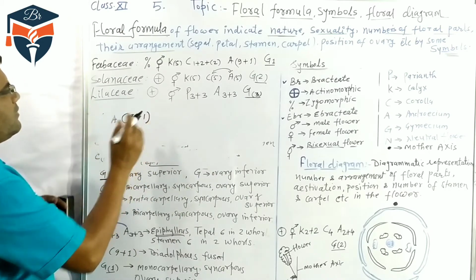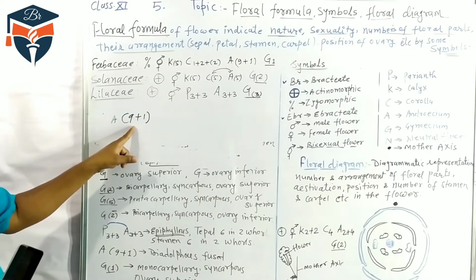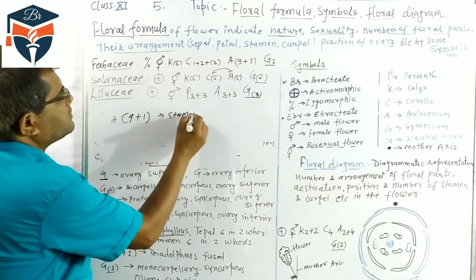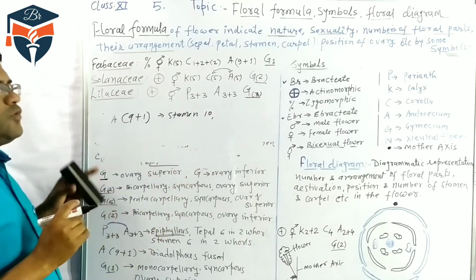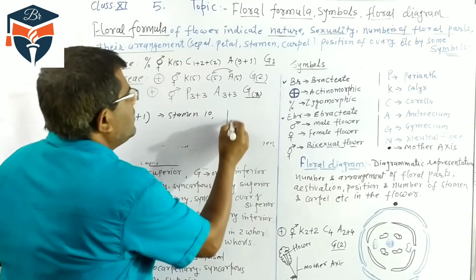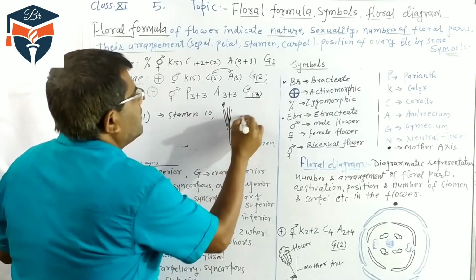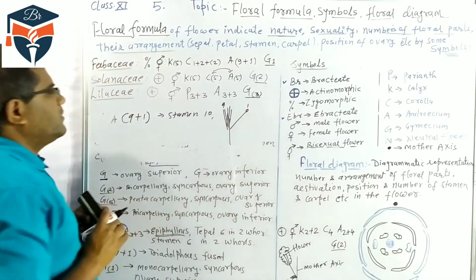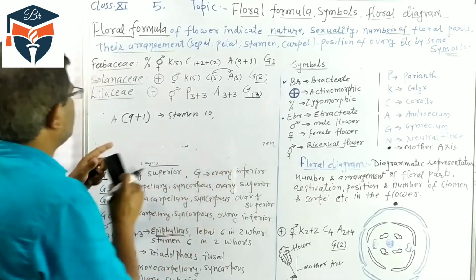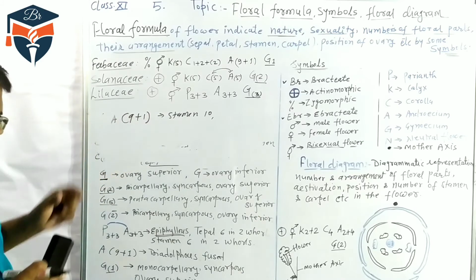One more important thing is A 9 plus 1. A stands for androecium. In the androecium there are 10 stamens. 9 plus 1 means the total number of stamens is 10. They are in 2 bundles. In one bundle there are 9 stamens, and another bundle has 1. So 9 plus 1 is called diadelphous condition. So A 9 plus 1, total stamens 10 and diadelphous.